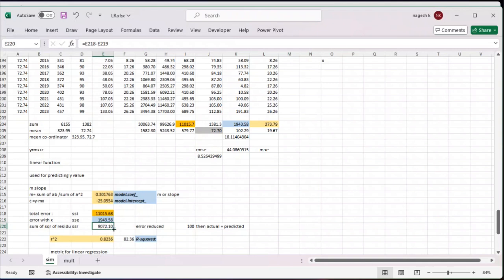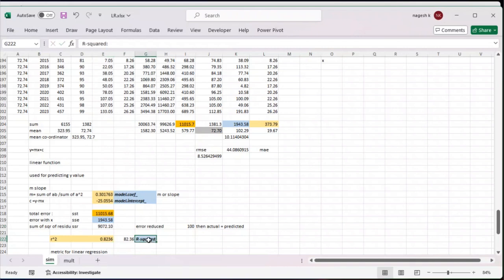How much error has been reduced means SST minus SSR, right? So this error is called sum of squares of residual. So this is the residual. How much error has been addressed means how much error has been rectified. So that is equal to 9,072, SSR upon SST. So this much error has been reduced.